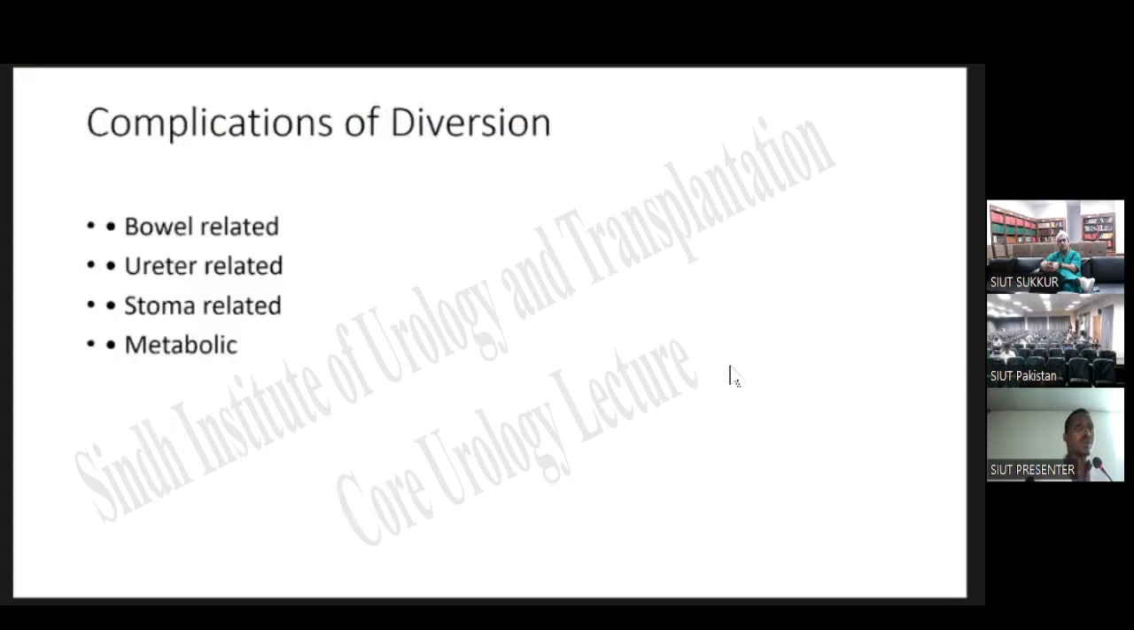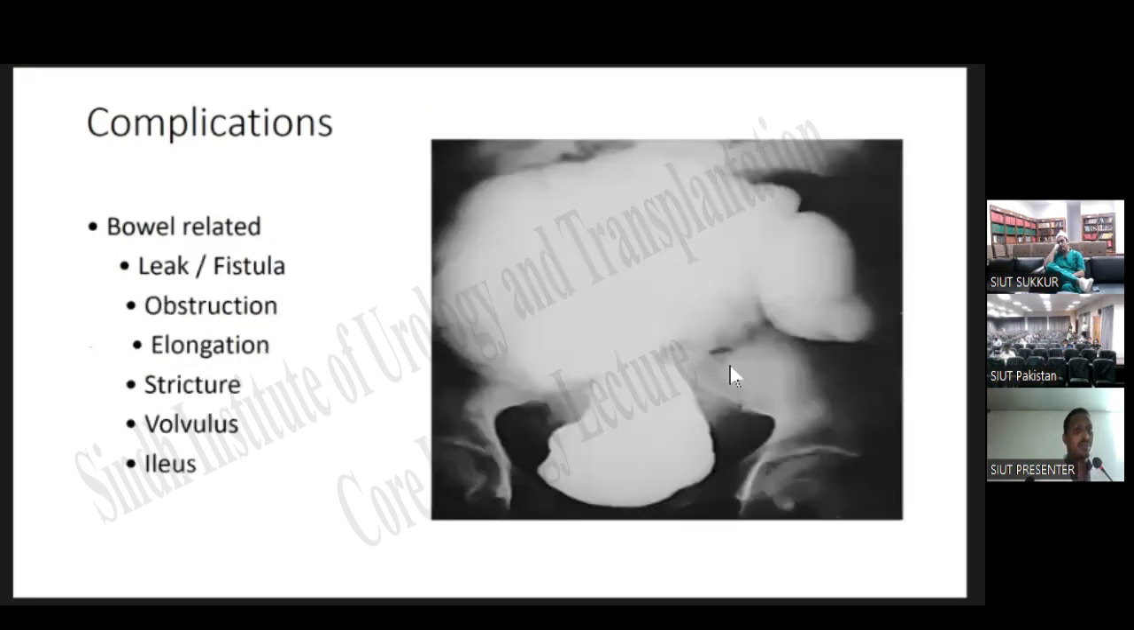Now we are going to talk about the complications. Complications we can divide into bowel-related, ureter-related, stoma-related, or metabolic. So we are going to talk about them one by one. Mostly complications are related to the bowel. Early and late complications: immediate post-op, prolonged.